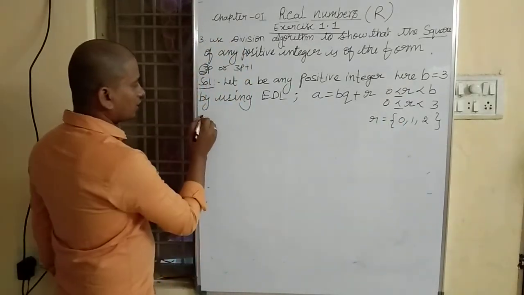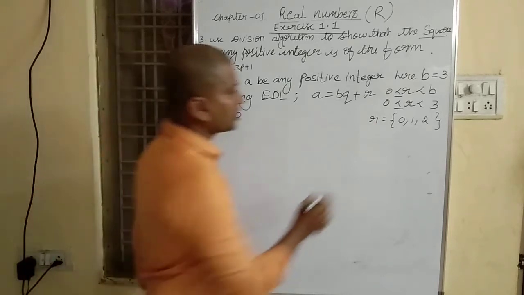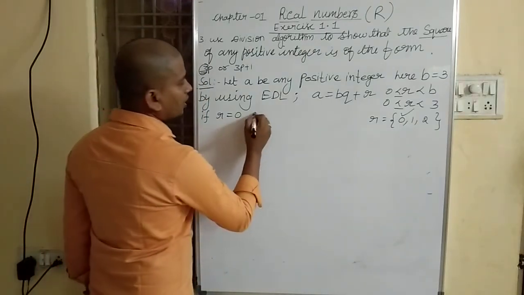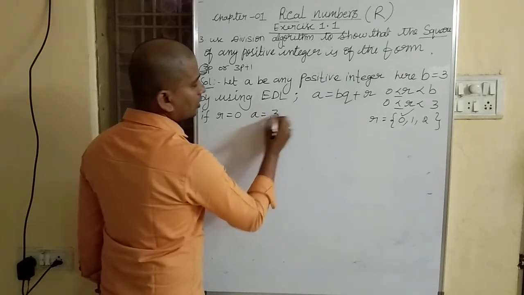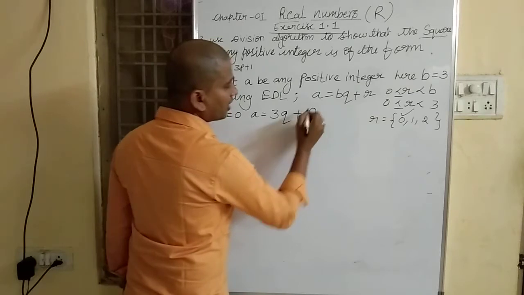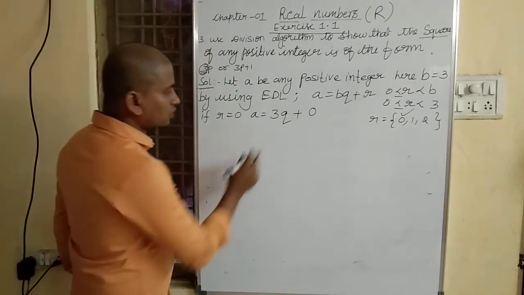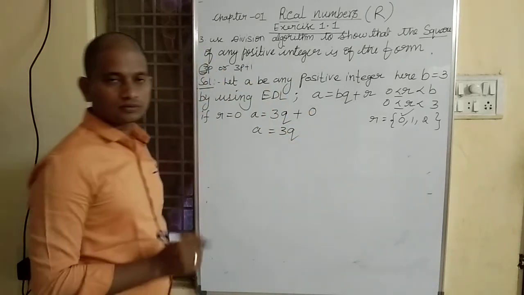So first, if r equal to 0, what is Euclid's division lemma? a equal to bq plus r. What is the value of b? b value is 3. So a equal to 3q plus r, and we got r value is 0. So 3q plus 0, which is 3q.